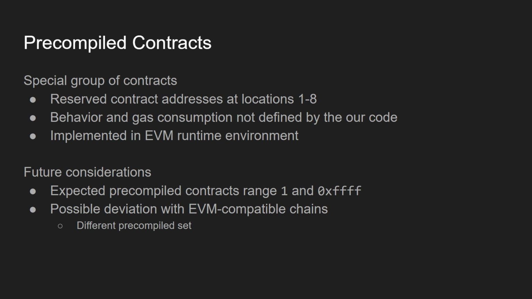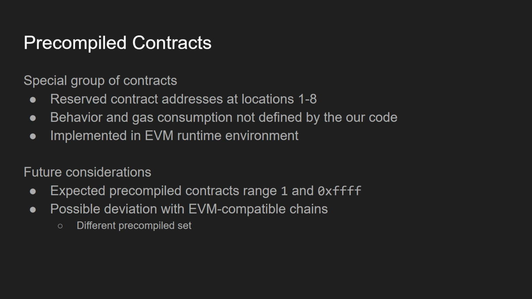Another interesting point is that behavior and gas consumption are not defined by our code, by the EVM code, but instead they are implemented in the EVM runtime environment. So the code for these contracts is, we can say, carved in stone in a way, at least for a specific version of EVM. Regarding future considerations on this topic, precompiled contracts are expected to land somewhere in the range between 1 and not only 8, but in hexadecimal format, FFFF.